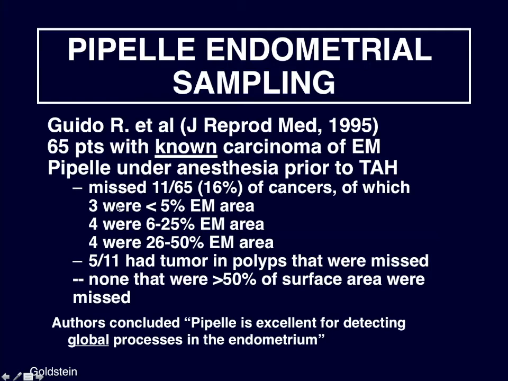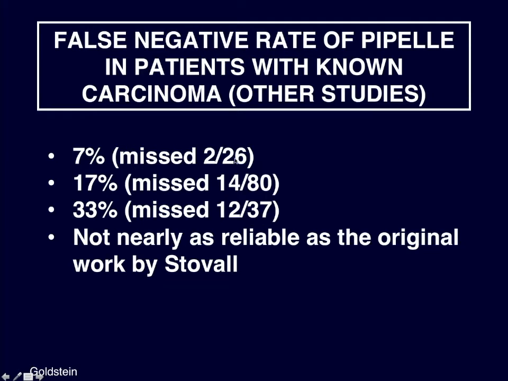And of the cancers they missed, 3 of them were less than 5% of the surface area, 4 were less than 25%, and the other 4 were less than 50%. And of 11 tumors in polyps, they missed 5. None of what they missed had greater than 50% of the surface area involved. So the authors concluded PIPELLE is excellent for detecting global processes in the endometrium. Very important, global processes.